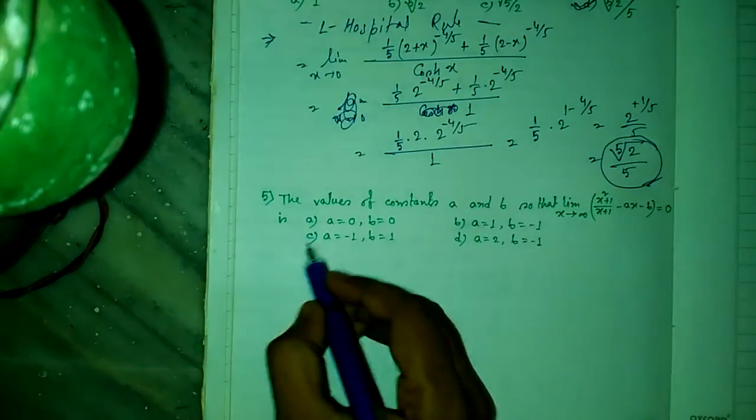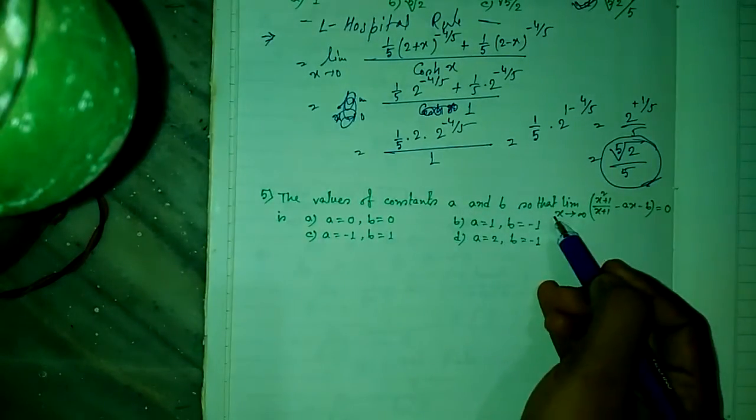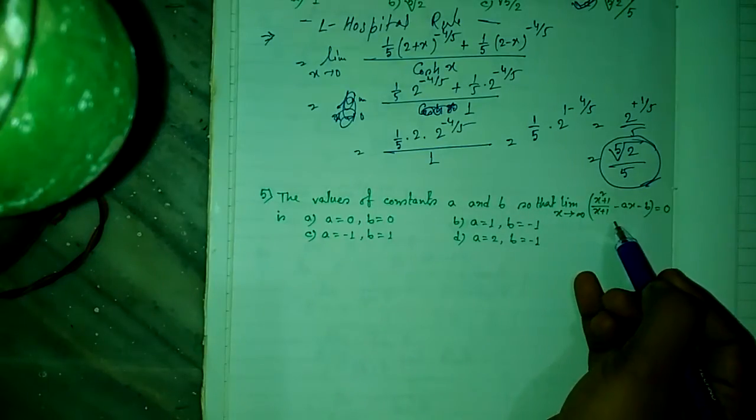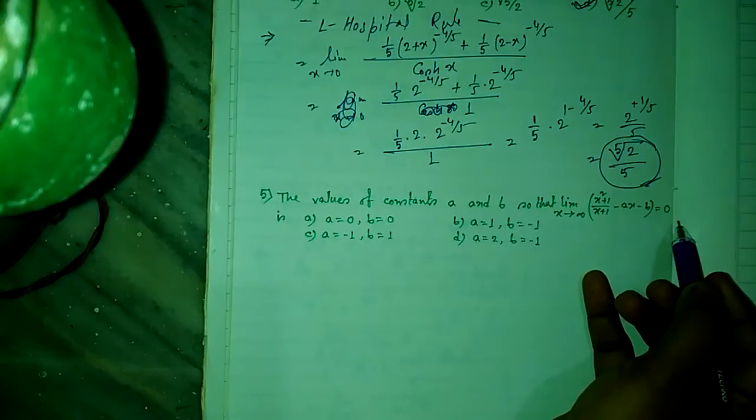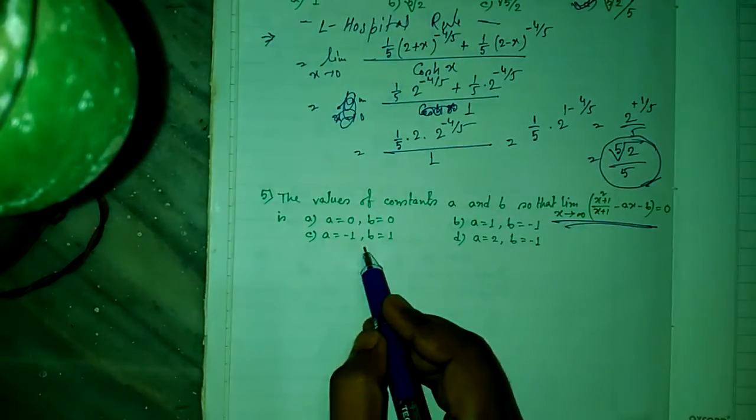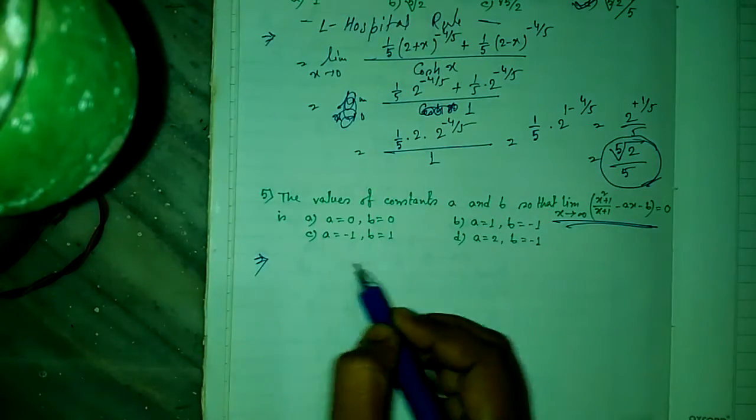Okay, let us take another problem. The values of constants a and b, such that limit x tends to infinity of (x square plus 1 by x plus 1 minus ax minus b) equals 0 is given. So here the values of a and b will be one of these. First pause my video and try it yourself.